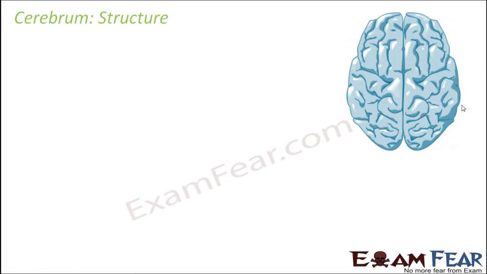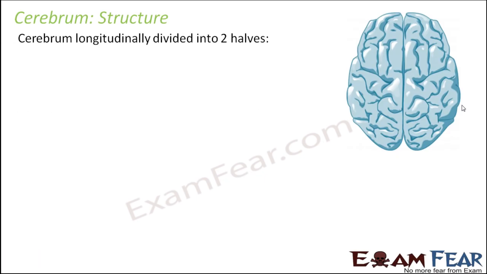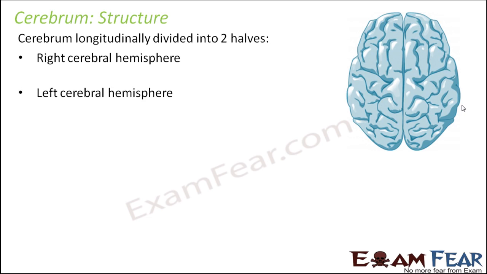Let us look at the structure of the cerebrum. The cerebrum is longitudinally divided into two halves, and each half is known as a cerebral hemisphere. One is the right cerebral hemisphere and the other is the left cerebral hemisphere. If you look at it from the back side, you can see how it is divided into two halves. This half is the left cerebral hemisphere and this half is the right cerebral hemisphere.